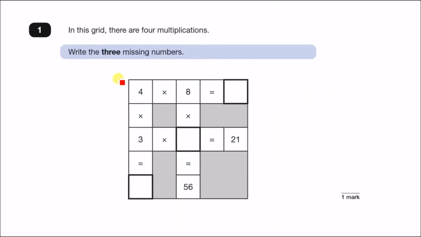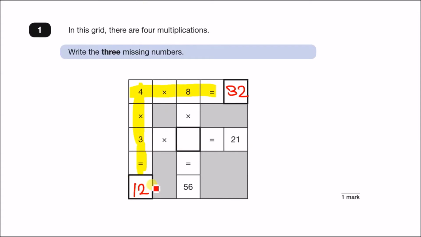Alright, question 1. So in this grid there are 4 multiplications. Write the 3 missing numbers. Okay, so for this one we either work horizontally, so across, or vertically downwards, yeah? So let's look at the first step. It says we've got 4 times 8 and it should give us 32. So that's a nice easy one. Another one we can go is downwards. So we've got 4 times 3, and this should give us a nice 12.